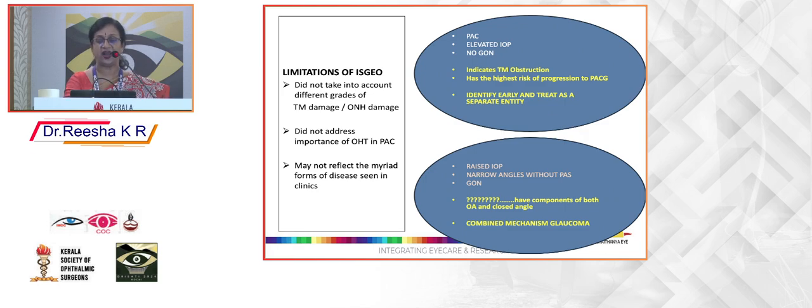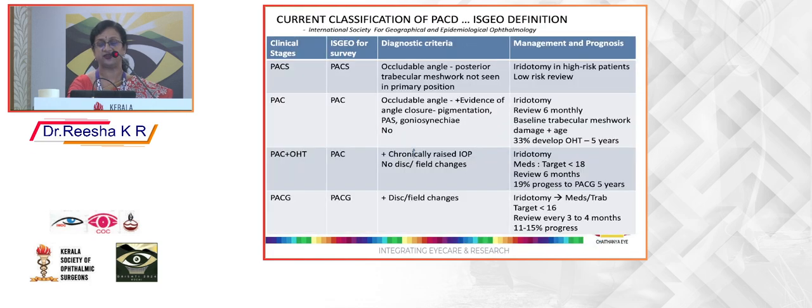Next, again, you can have narrow angles without PAS, and that means they have raised IOP, they have GON, but the mechanism has components of both open angle and closed angle, and that belongs to the combined mechanism group, which again is not reflected in this classification.